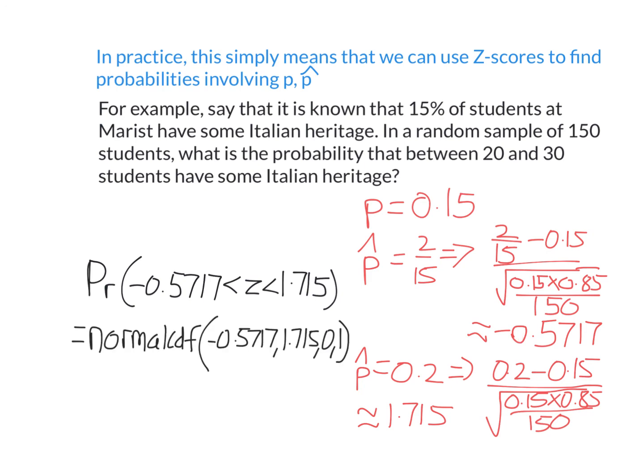So remember, for a normal distribution, if you want to find the probability of being between two values, use normal CDF, and because we're using the standard normal distribution, mean 0, standard deviation 1. So if we put that on our calculator, we get about 0.67. So there's about a 67% chance that in your sample of 150 random students, you would have between 20 and 30 students having some Italian heritage.